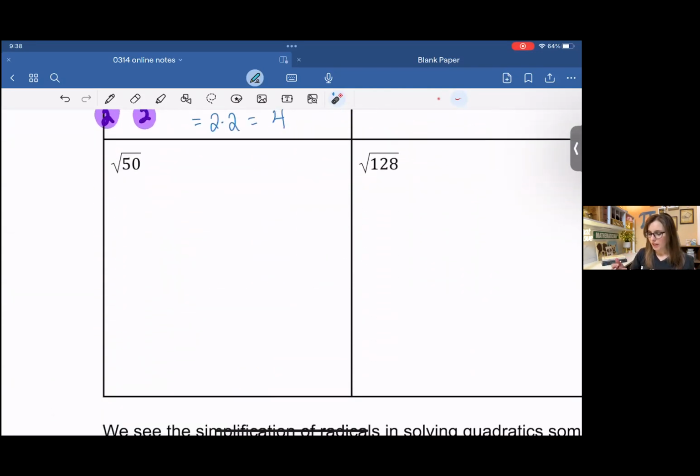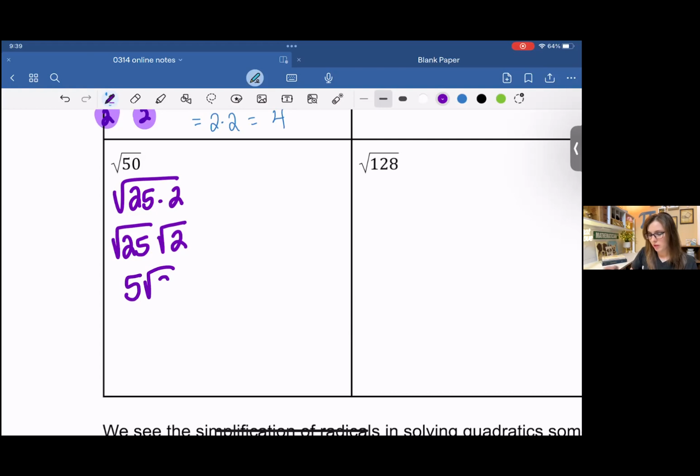I know that 50, if you look at the table of perfect squares, 50 is divisible by 25. And then I can use my property where I split those up. And the square root of 25, that is a perfect square. That's 5. And my answer is 5 root 2. That's done. And I know it's done because 2 is prime, so I can't go any further. Or even if it's not prime, if it doesn't break up into perfect squares, then you're still done. So that would be your solution.